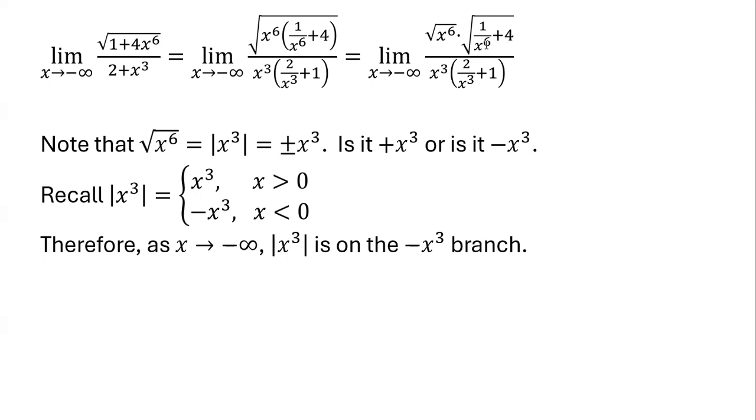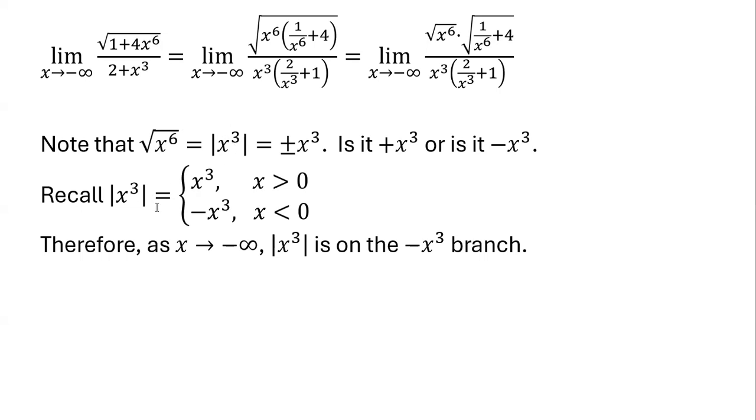Okay, now this is the conceptual part of simplifying this. So square root of x to the 6, we can rewrite as absolute value of x cubed, which is plus or minus x cubed, okay? And this is what most students think. Square root of x to the 6, that's plus or minus x cubed, but you can rewrite it as absolute value of x cubed, okay? So is it plus x cubed or is it minus x cubed? Which one is it, the positive or the negative? So this is where this representation, this absolute value of x cubed is helpful.